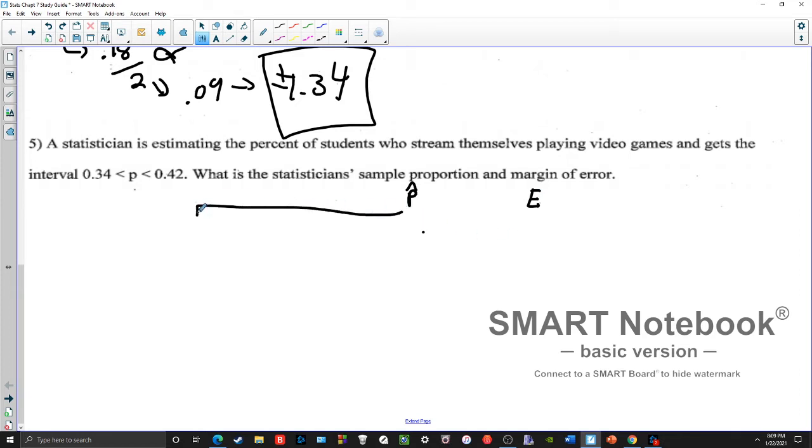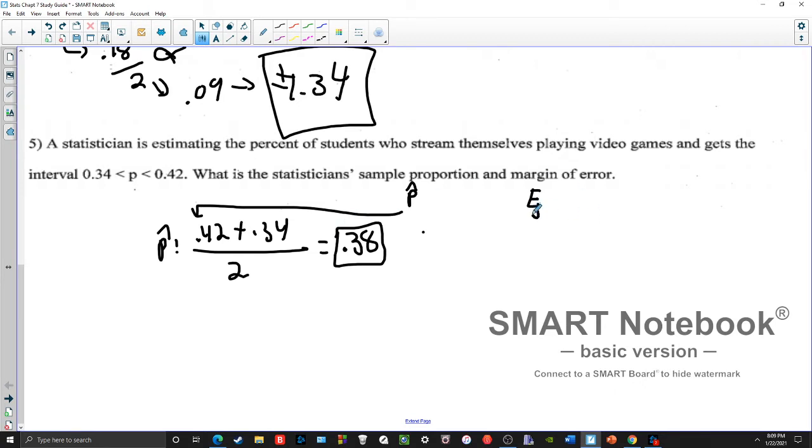To get the p hat, what you do is pretty straightforward. You simply add your two values together and then divide by 2. Basically find the middle of them. So this comes out to be 0.38, and that would be his population average. So of the people he surveyed, 38% of them streamed themselves playing video games, and that's how he made his interval there. That's his best single guess. To get the margin of error, you do much the same thing, except that instead of adding them, you're going to subtract them. 0.42 minus 0.34 divided by 2, and that will get you 0.04.